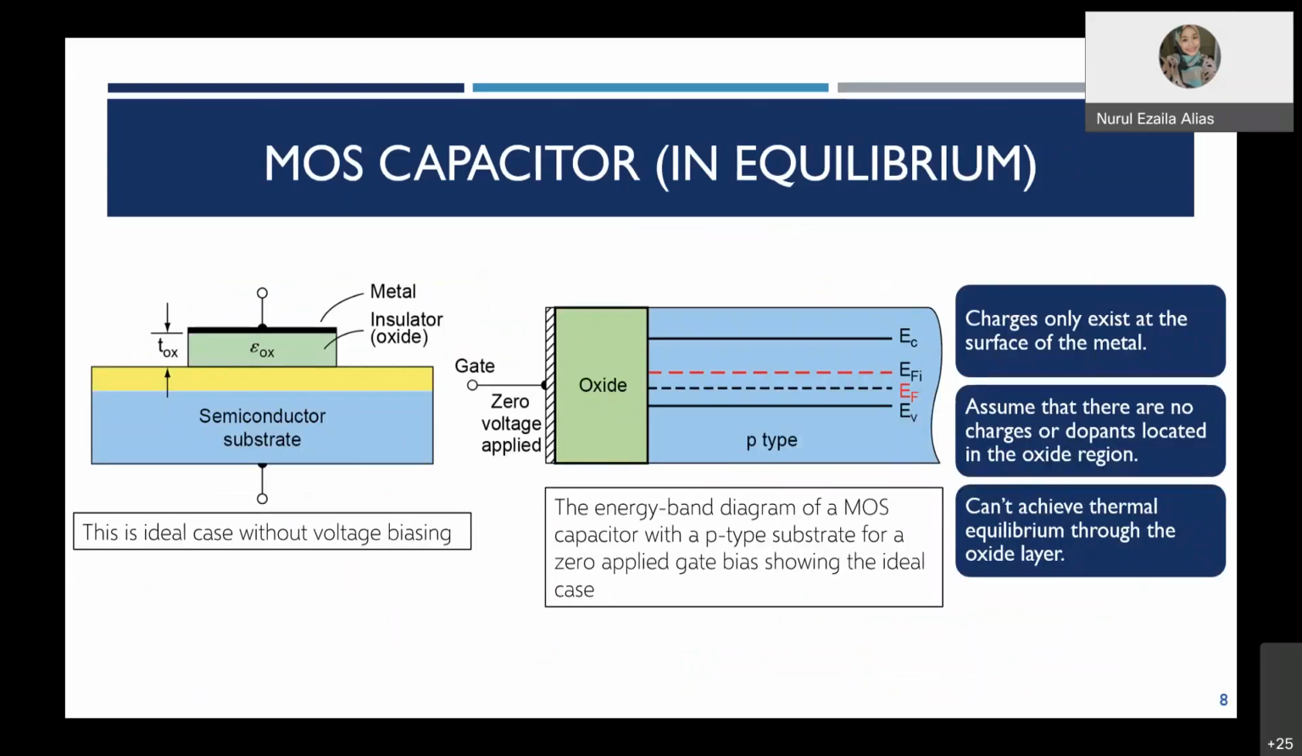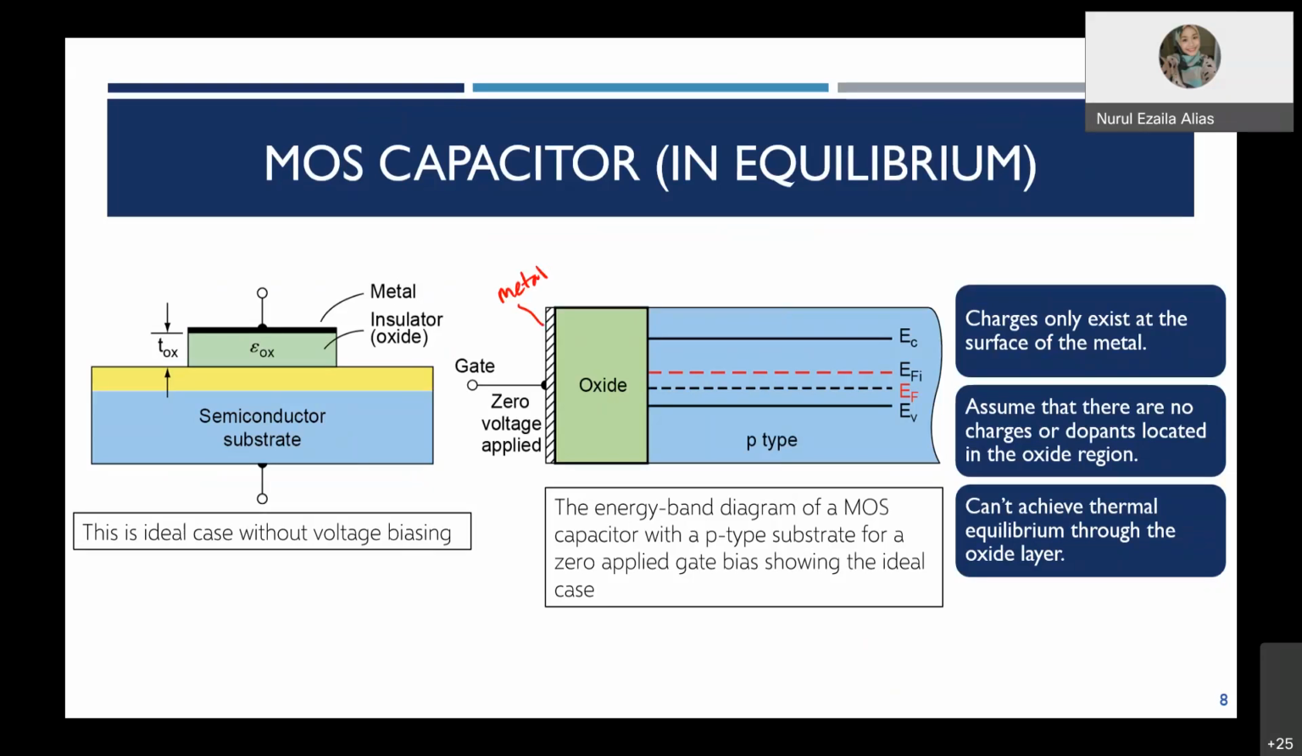For this case, in equilibrium, again the same metal-oxide-semiconductor structure, and we expect that there will be no bending. Charge only exists at the surface of the metal. We know that metal can conduct current, and there are a lot of free electrons in the metal. So this is the metal plate.